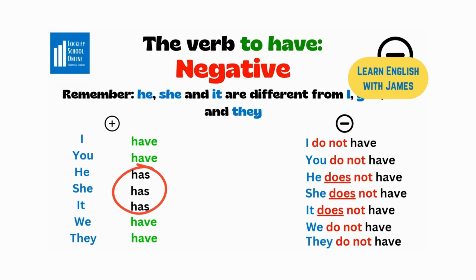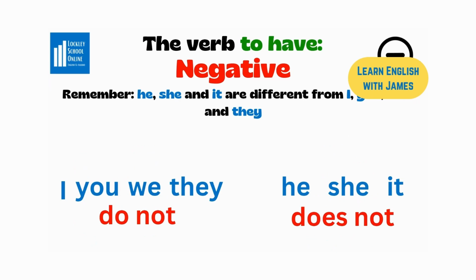So I do not have. You do not have. He does not have. She does not have. It does not have. We do not have. And they do not have. So remember that I, you, we, and they do not. And he, she, and it does not.